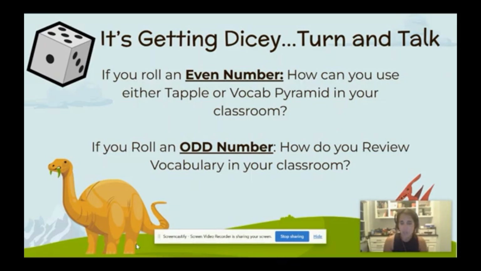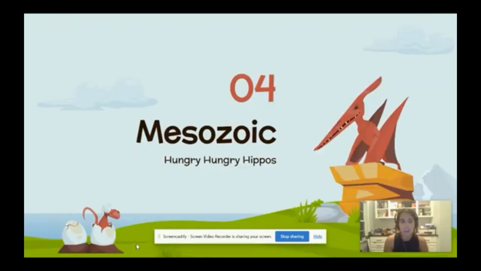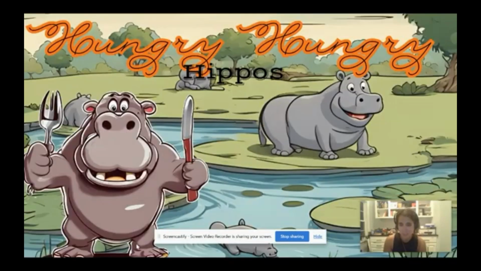Again, dice in the classroom. Love it, love it, love it. It's easy. Go to the $1.25 tree, get those dice. They're big foam dice. That way they don't make all that dicey sound as you throw them around the table, or you could do virtual dice. Totally up to you. All right, we're in our Mesozoic period, which is Hungry Hungry Hippos.